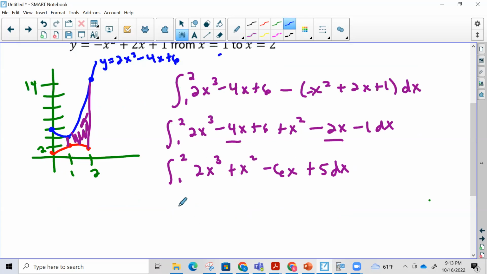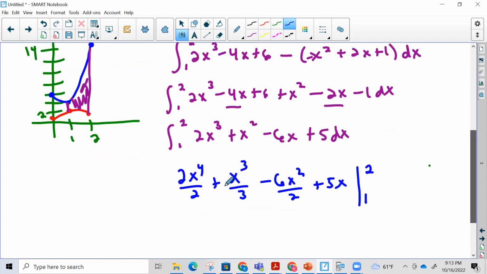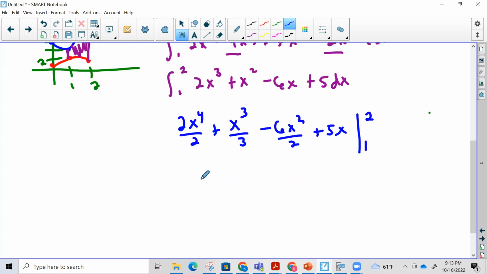So I have 2x to the 4th over 2 plus x cubed over 3 minus 6x squared over 2 plus 5x. Okay, I took the integral, so that sign goes away. I put the bar and then I go from 1 to 2 to indicate my bounds for the fundamental theorem. If I simplify, all right, this should be over 4. Over 4, because this should be over the new exponent.